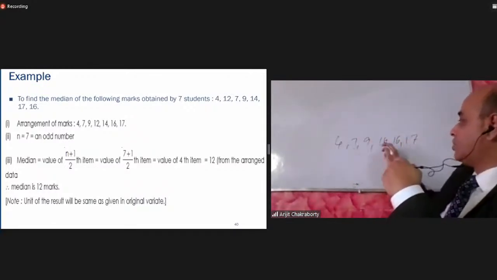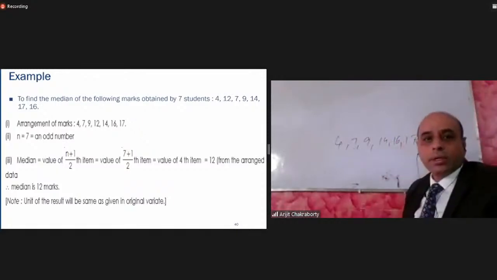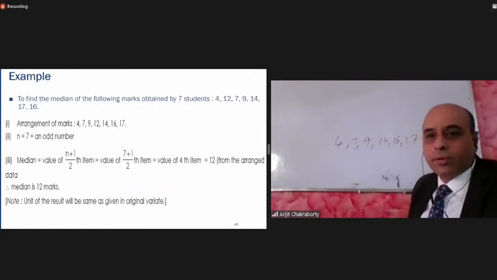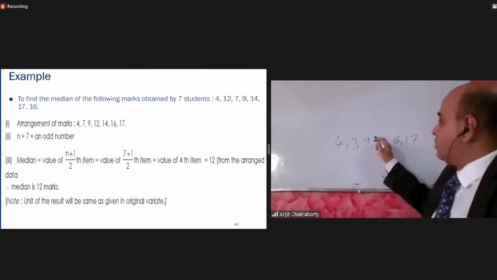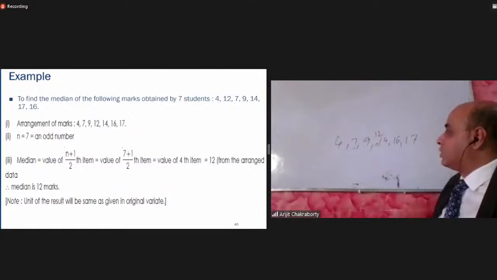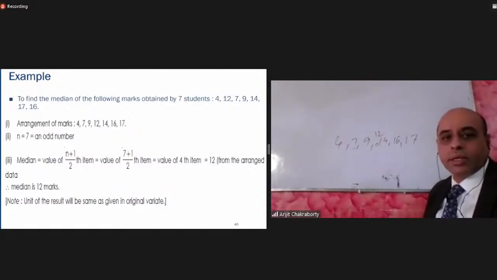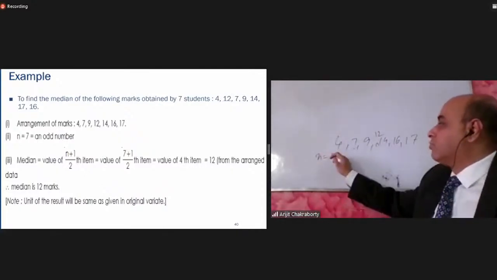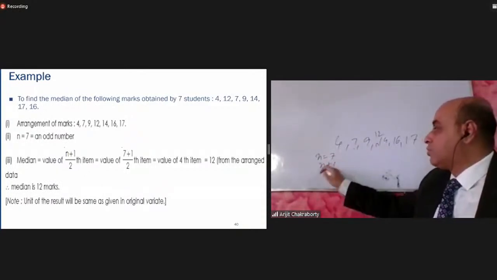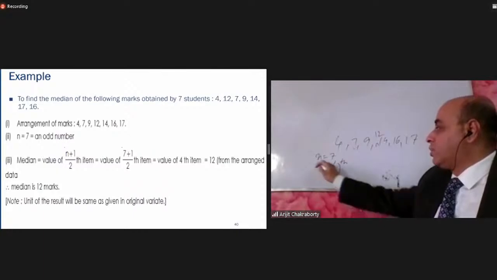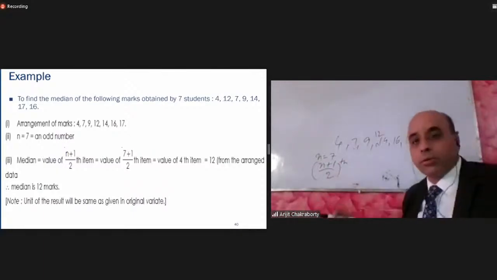So there are 1, 2, 3, 4, 5, 6, 7 numbers. In the middle we have 12. So we have n equal to 7, an odd number. So we have to find (n plus 1) by 2. This will be the location.